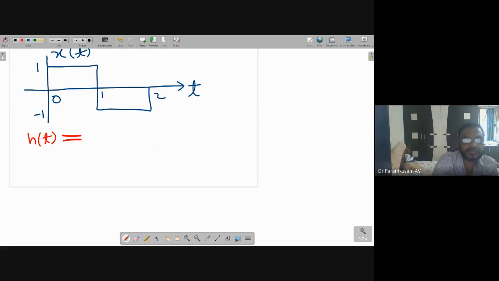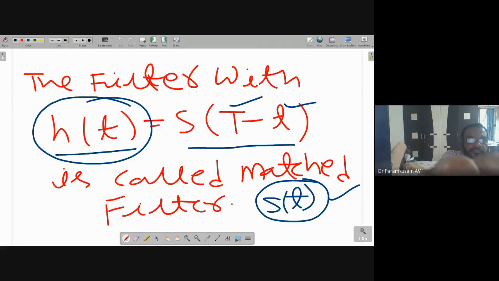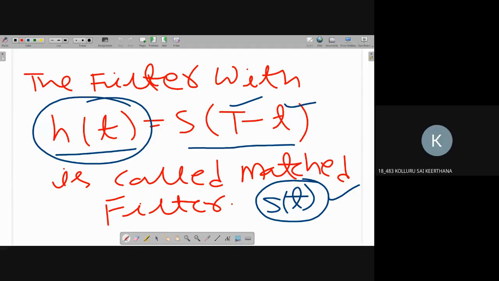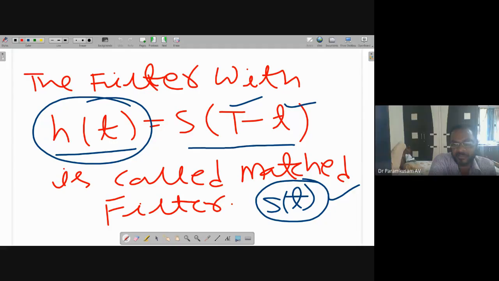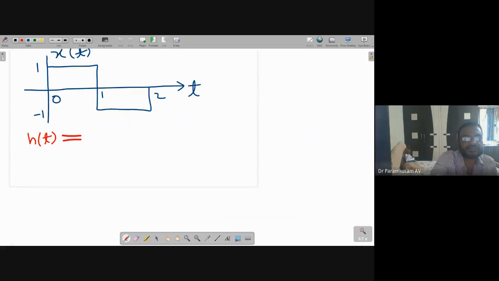What is the unit impulse response of the matched filter? H of t is equal to S of capital T minus t. Here, instead of S, X comes, because the input signal is X. So it is X of capital T minus t.